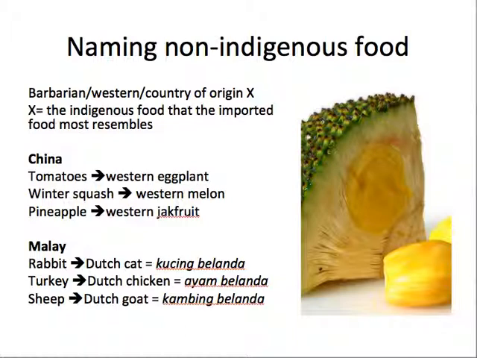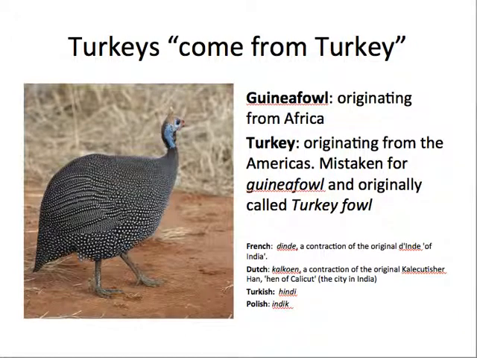Turkey becomes Dutch chicken. So turkey, of course, is something that doesn't exist in Malaysia. Chickens do. And then a sheep, again, something which is new to this part of the world, is brought in by the Dutch, and it's likened to a goat. So we have Dutch goat. A very interesting example of how this particular naming works is the naming of the word turkey.